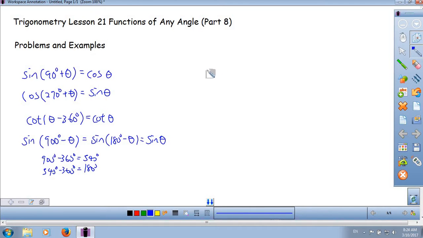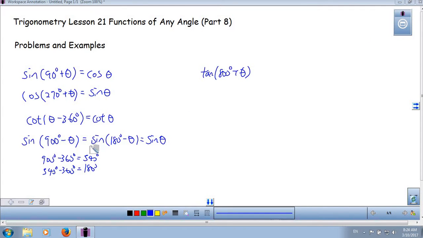Now let's try another one. What about tangent of 800 degrees plus theta? Just like the previous example, 800 degrees is a very large number, so let's bring it down to the familiar territory between 0 and 360. 800 minus 360 is 440, a coterminal angle. 440 is still too large, so let's subtract 360 again, which gives me 80 degrees.